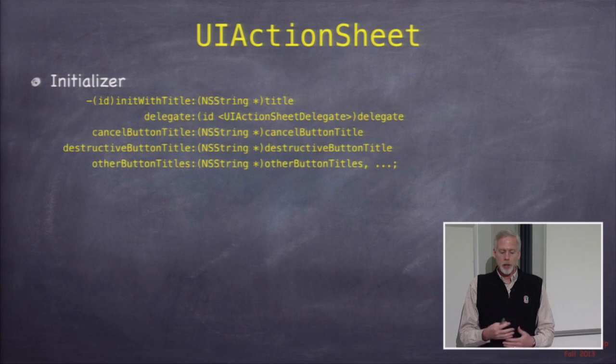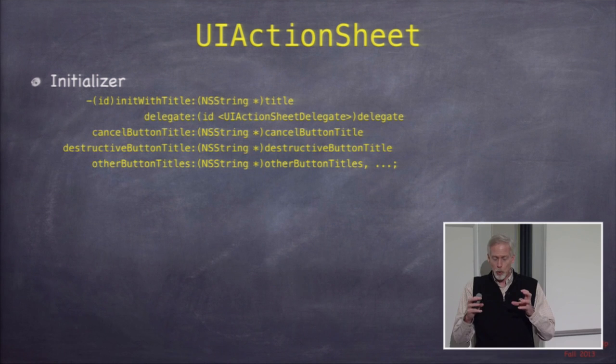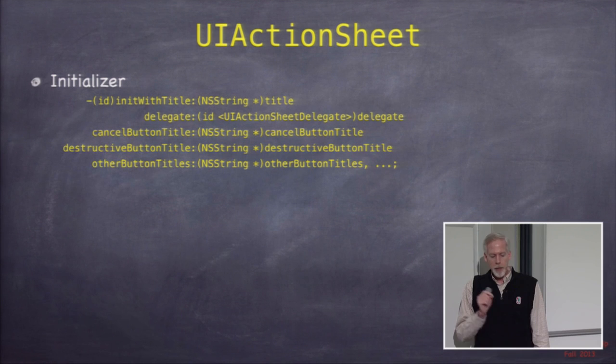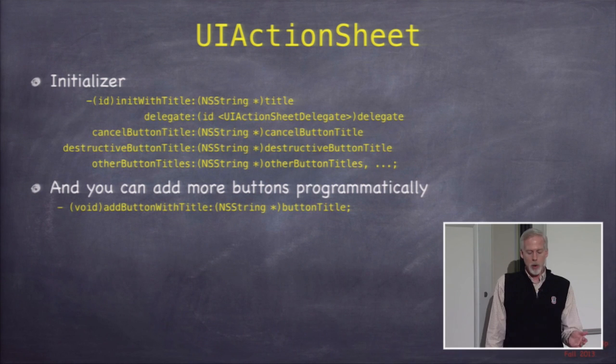Destructive button: you can have one button in your action sheet like that, and that will be in red or otherwise tell the user that if you choose this, something destructive is going to happen. This is like delete or something like that, okay? So that's what the destructive button is. And then you can have as many other titles as you want. Those are all the other branches you can take besides the destructive one or cancel, not doing anything. You can also add buttons programmatically. If you don't want to provide them in the alloc init, you can just call addButtonWithTitle to add them to the action sheet.